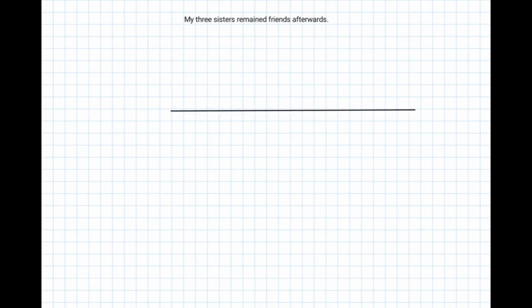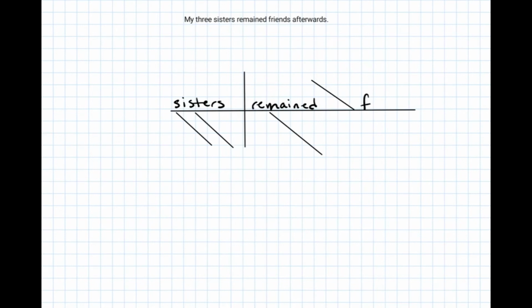This next one, my 3 sisters remained friends afterwards. We've got a few other things going on in the sentence, so it's not quite as clear-cut, but we do have, again, a subject, sisters, and two things modifying sisters. My, which is a possessive pronoun that functions like an adjective, and 3, which is a number, almost always adjectives or nouns, but in this case, it's functioning like an adjective, telling you how many. We've got our linking verb, remained, and then the nominal complement, friends. Now, afterwards, you can see I've diagrammed beneath remained, because this is an adverb of time or place, and that is diagrammed beneath the verb. It's modifying the verb. They remained afterwards. That's where that modifying relationship is.